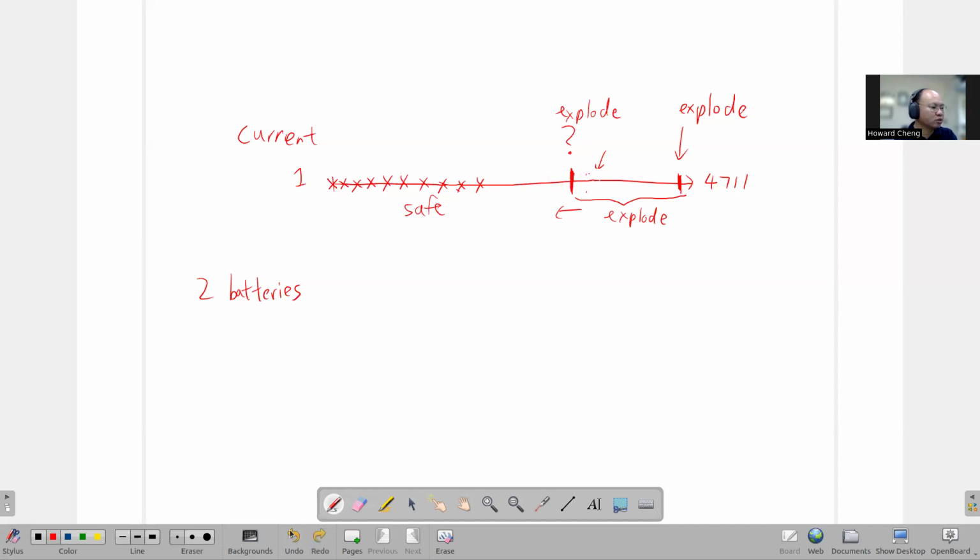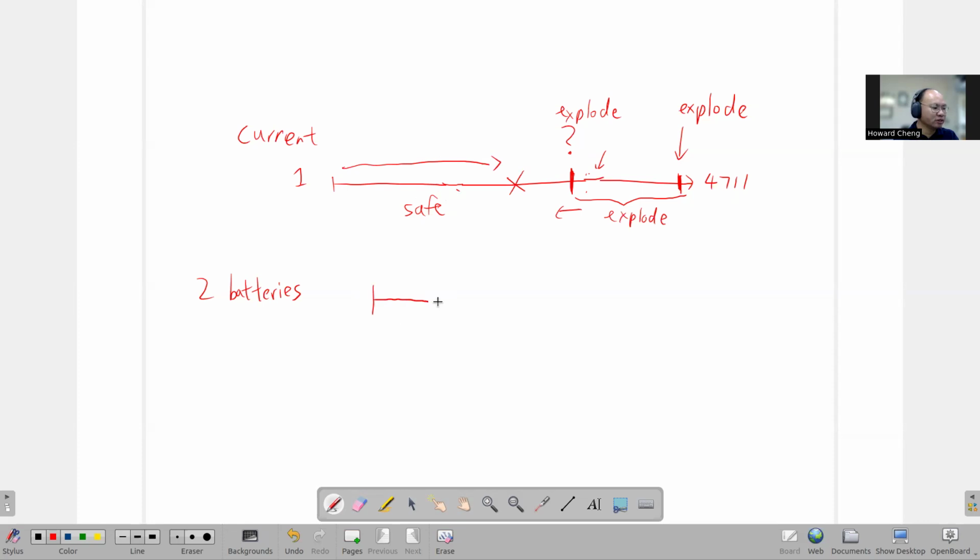All right, so why would two batteries help you? Well, with two batteries, you're allowed to take some risks. So you can take a stab here, and if you're lucky, it hasn't exploded, so you can still use two batteries. If you're not lucky, then it exploded, and then you can only use one battery, but then you can use the one battery to scan up, not have to go all the way up.